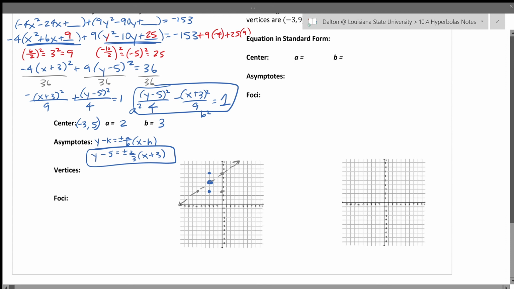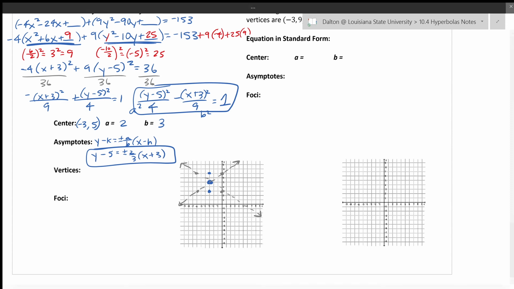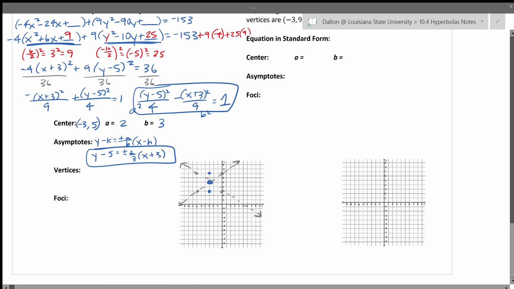And then do the negative 2/3 to get that asymptote. Again, I did my vertices by hand, although you could do h comma k plus or minus a. And you will end up with negative 3, 7 and negative 3, 3. And again, those pieces of information are enough to graph the curves. And then we'll do the foci last.